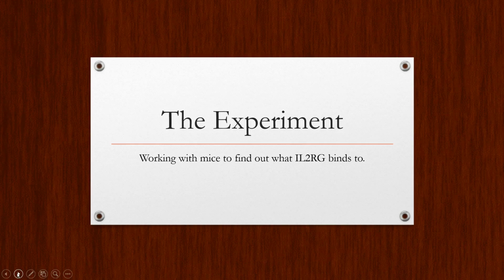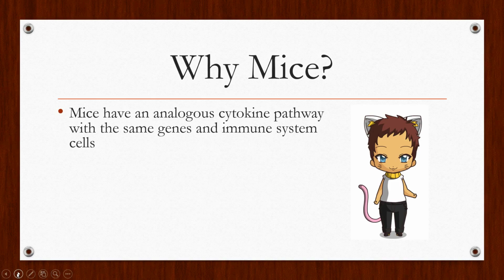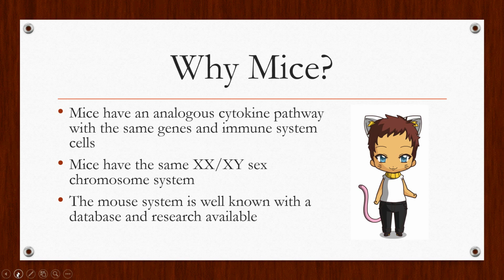The experiment that I propose is to work with mice to find out what the IL-2RG exactly is binding to. Why mice? Mice have an analogous cytokine pathway with the same genes and immune system cells as humans. Mice also have the same XX/XY sex chromosome system as humans, and the mouse system is well known with a database and research available.